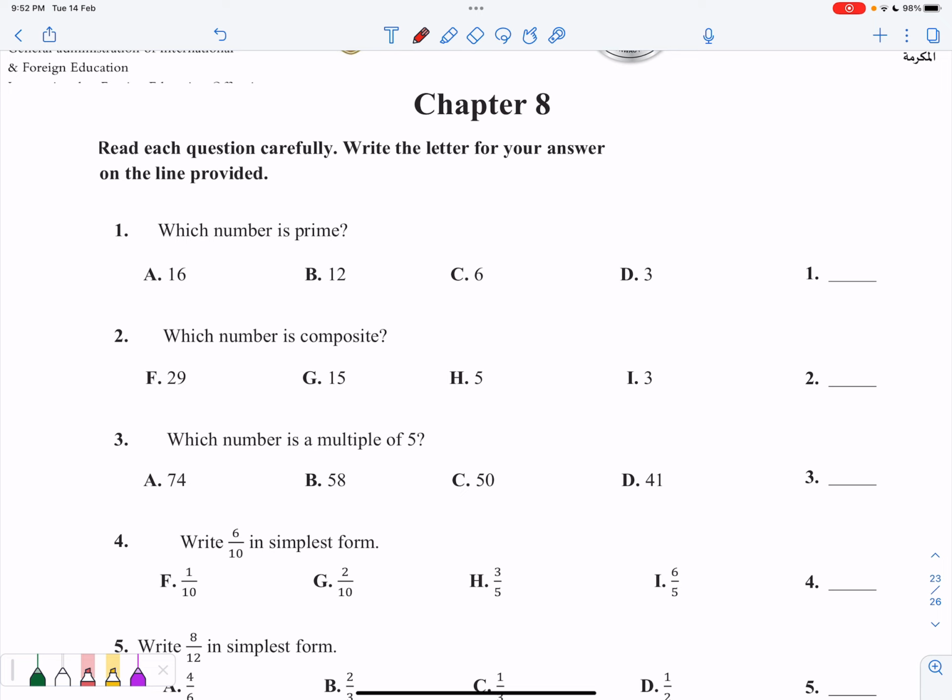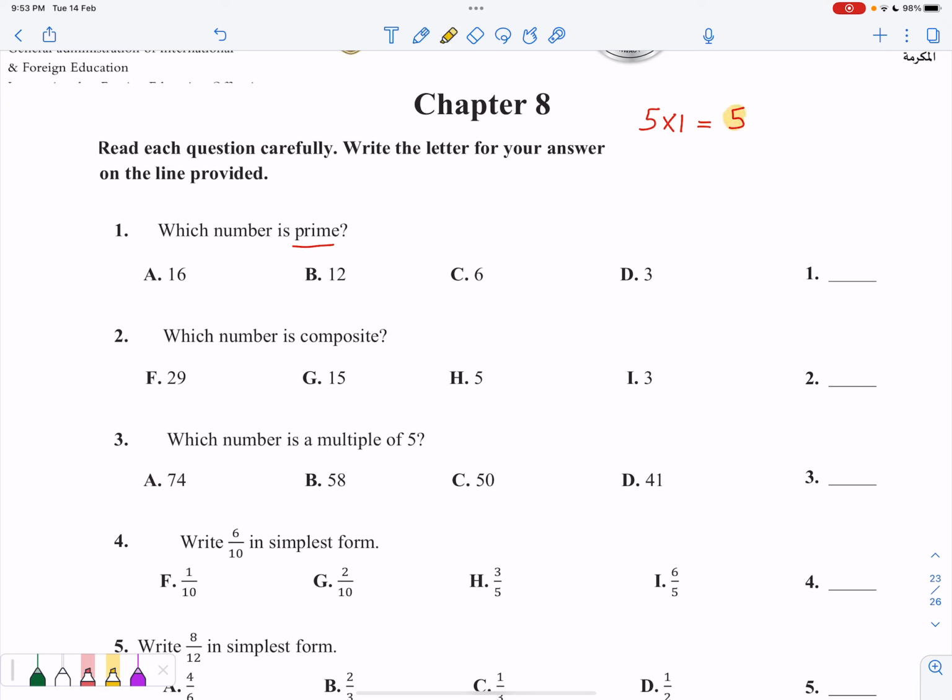Okay, the first question says, which number is prime? So let's remember, what are the prime numbers? The prime numbers are the numbers that you can get only from multiplying the number itself by 1. So for example, I know that the number 5 is a prime number. How can we make the number 5? We can only make it if you multiply 5 by 1. So 5 times 1 equals 5, right?